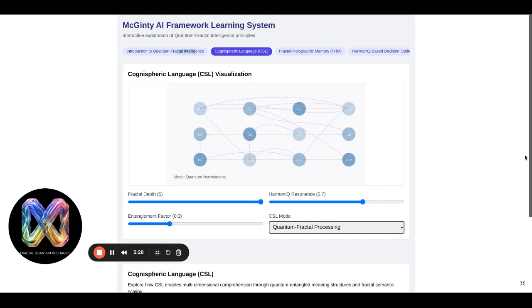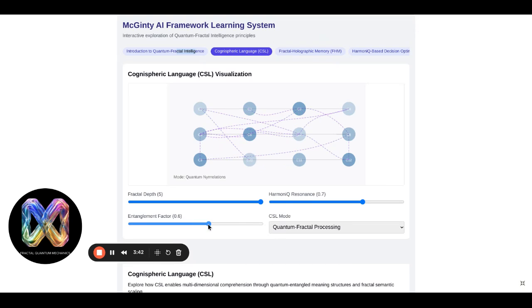These are Nye relations, which are quantum entangled meaning structures that allow concepts to exist in superposition across the semantic space. As I increase the entanglement factor, notice how these connections intensify, creating a rich web of meaning that transcends traditional semantic networks.